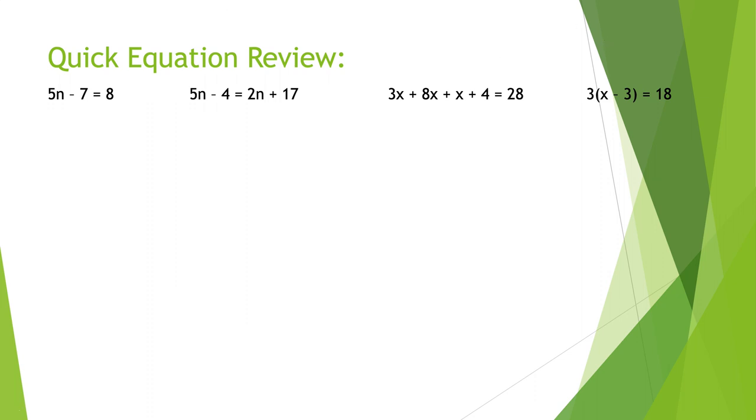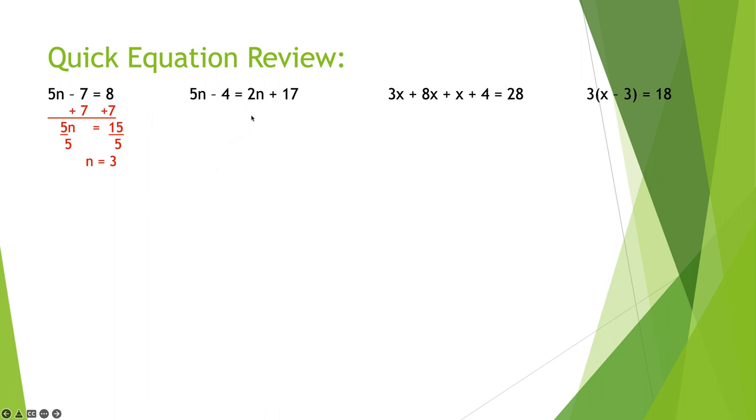All right, so the first one, we want to get letters on one side, numbers on the other. So that means I want to add 7 to both sides. That gives me 5n is 15. And then I want to get the n all by itself, so I'm dividing by 5, and that gives me n is 3. I call that a standard two-stepper. It should be pretty predictable, pretty straightforward.